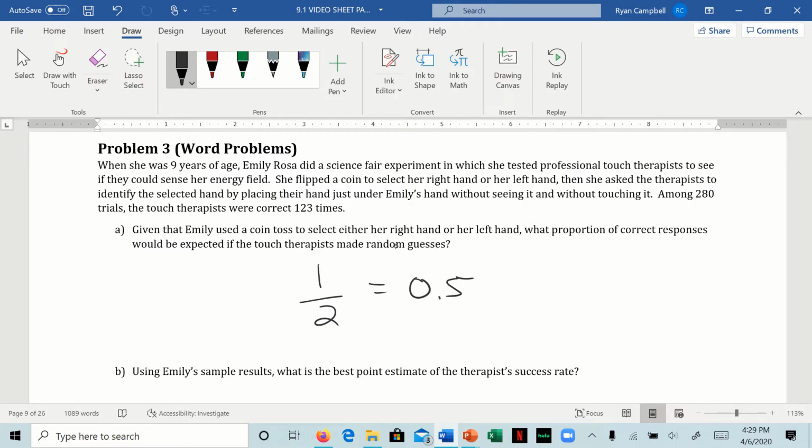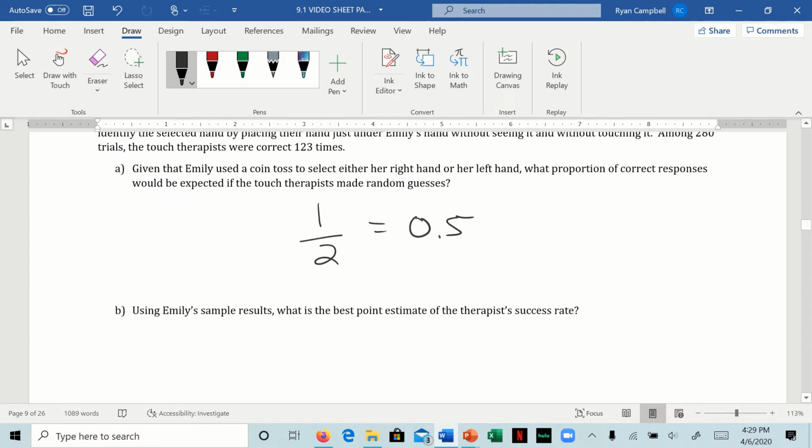We would need to get a confidence interval, right, for all touch therapists. Remember, this is just a sample. We need to get it for all touch therapists. It would have to be bigger than 50%. So that's the goal. That's what we're hopefully going to end up seeing.